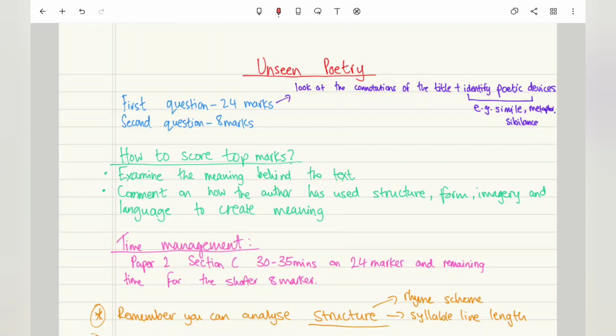Hello everyone, welcome back to Easy Education London, and today we are looking at unseen poetry. Now this is being sat this Wednesday for English Literature Paper 2.